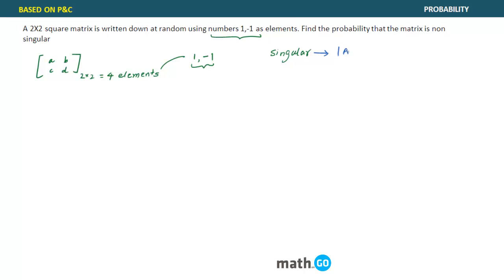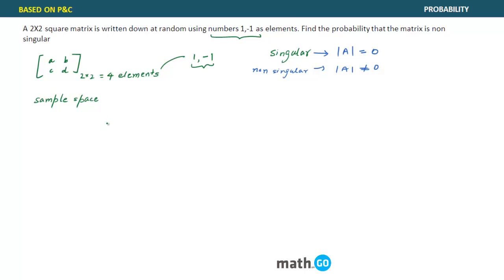So for singular matrices, the determinant of the A matrix should be 0. And for a non-singular matrix, the determinant would be not equal to 0. Now, first of all, again, we'll talk about the sample space. Whenever we talk about a probability question, we need to talk about the sample space. So you have 2 elements, right? And you have 2 cross 2 matrices.